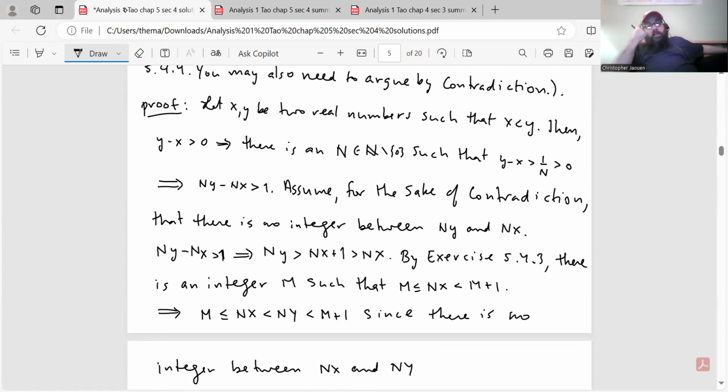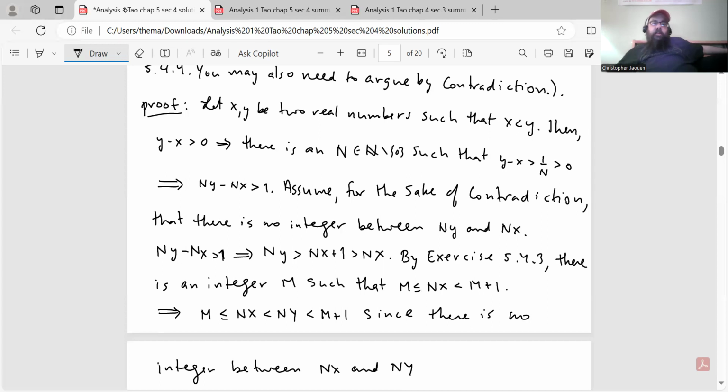So let x, y be two real numbers such that x < y. Then y − x is greater than 0, which implies that there's a strictly positive natural number N such that y − x > 1/N > 0, which implies that Ny − Nx > 1. Assume for the sake of contradiction that there's no integer between Nx and Ny. Then Ny − Nx > 1 implies Ny > Nx + 1, which is greater than, obviously, Nx. And by exercise 5.4.3, there's an integer M such that M ≤ Nx < M + 1, which implies that M ≤ Nx < Ny < M + 1.